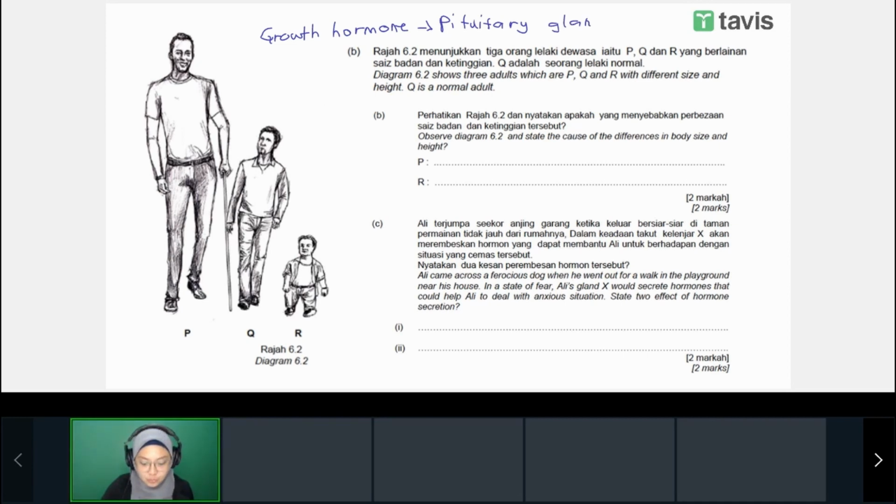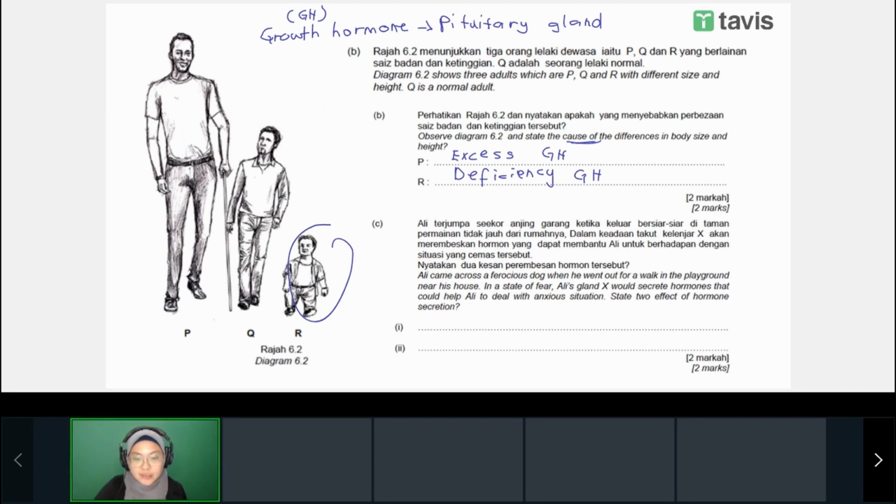Now they ask about the cause of the differences. For P, it happened because of an excessive amount of GH hormone. GH is the growth hormone. Please write it completely. How about R? R has a deficiency of growth hormone. Okay, now we go to C.